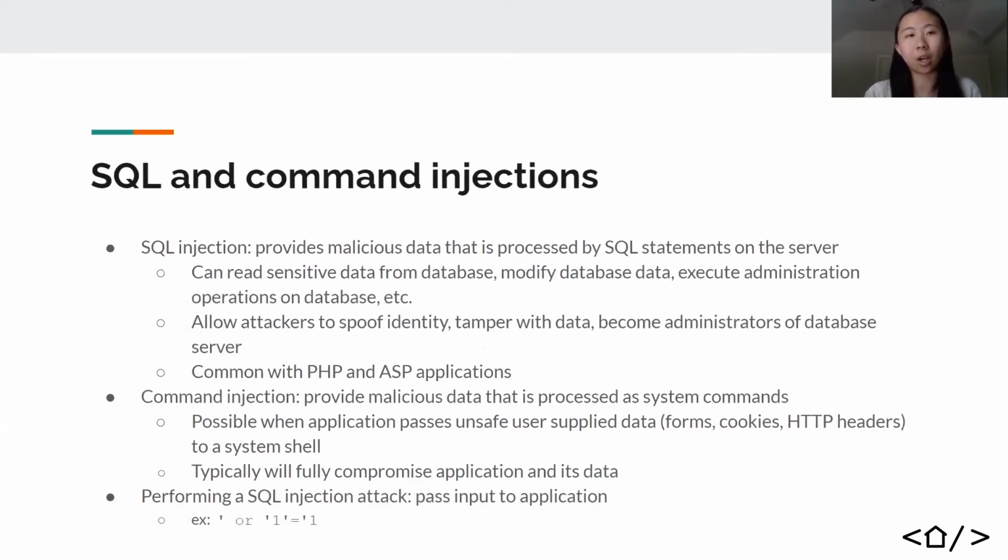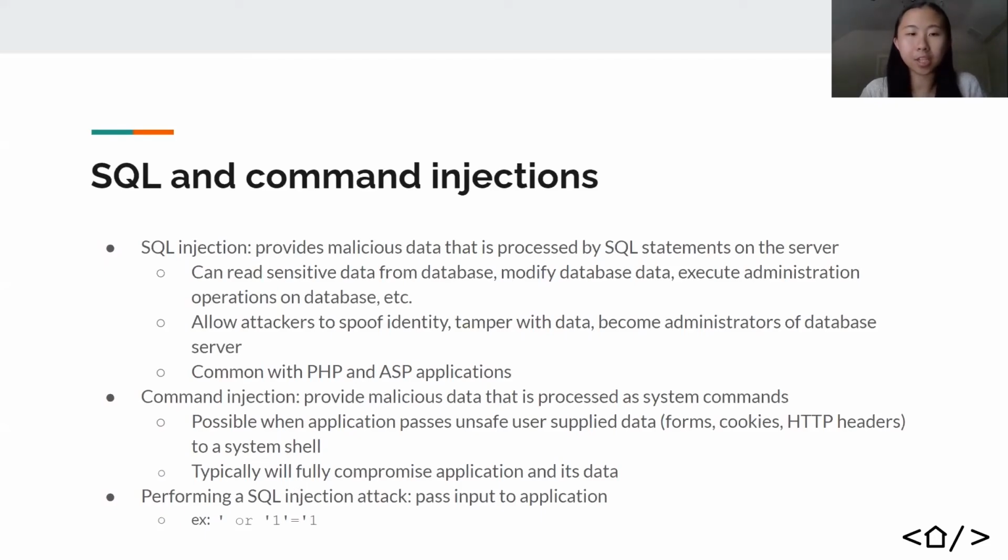Some other kinds of injections are SQL injections and command injections. For these injections, it's also not validated by the server. So in the same way as with XSS, it can really take advantage of the web application. In a SQL injection, the attacker provides malicious data that's processed by SQL statements on the server. When the attacker does this, they can read sensitive data from the database. They can modify the database data and execute administration operations on the database. Attackers can also spoof identity, tamper with data, and become administrators of the database servers.